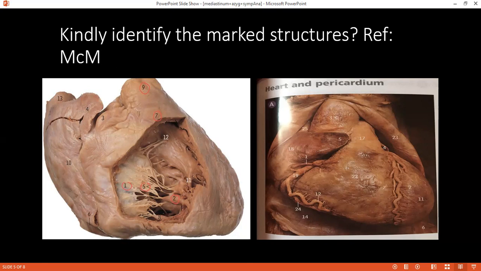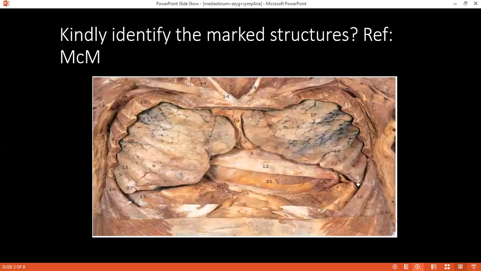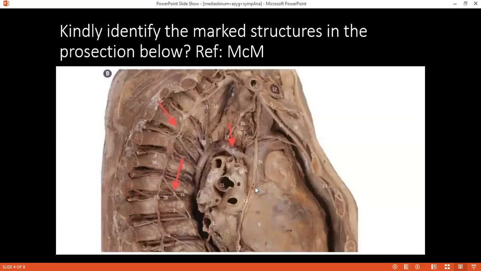If you can identify the ascending thoracic aorta for me, please. In this diagram, the ascending aorta will be number 3. Yes, it's 3. Good. In this one, if you can please identify number 1. Azygos. Yes, this is number 1, azygos.